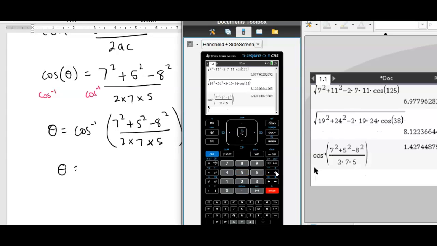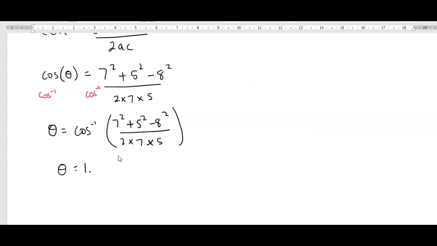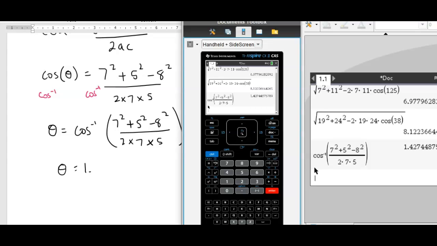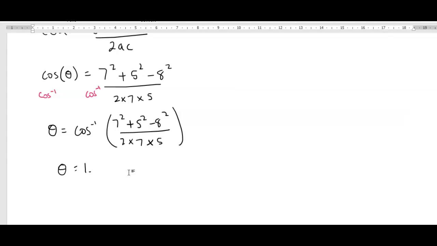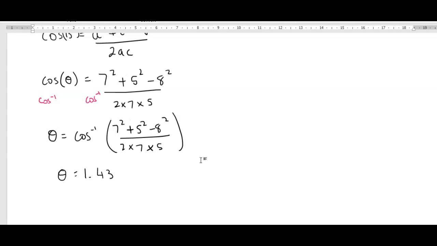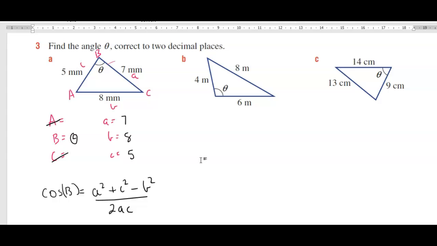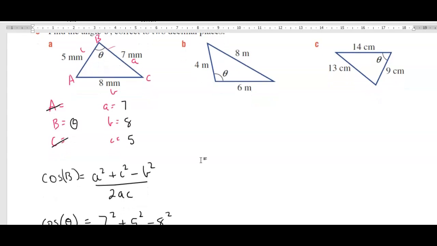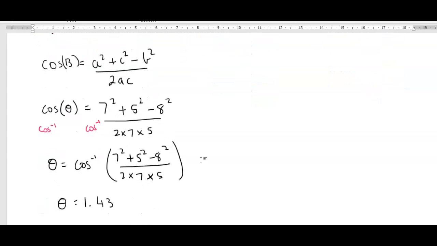And I get a very small angle, 1.43. I'm a bit worried, that's very small. I feel like I may have gone wrong somewhere. Okay, I'm going to check that because I don't think that's right.